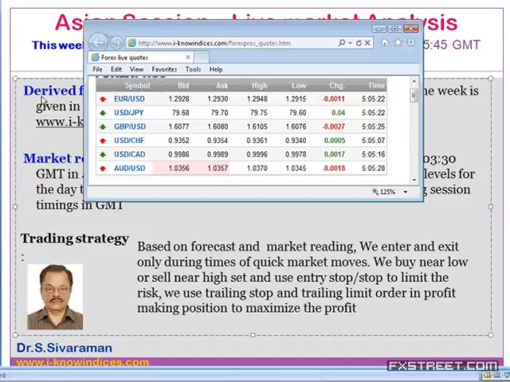After understanding the derived forecast and the market reading, we enter and exit only during the quick market moves time. So when the market is expected to make some quick moves, during the start time of each session and the session close time, they will make quick moves in the market, especially in the case of the majors and two commodity pairs. And during the mid sessions, they handle the crosses. So when they are handling the crosses, if you try to take a position in majors, you may have to wait for a long time.